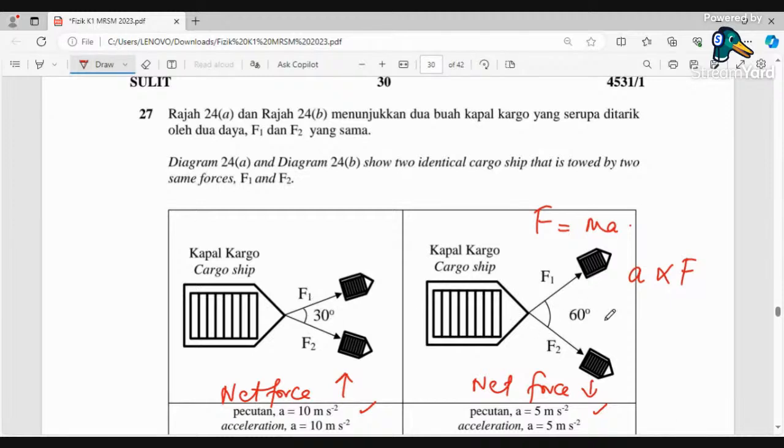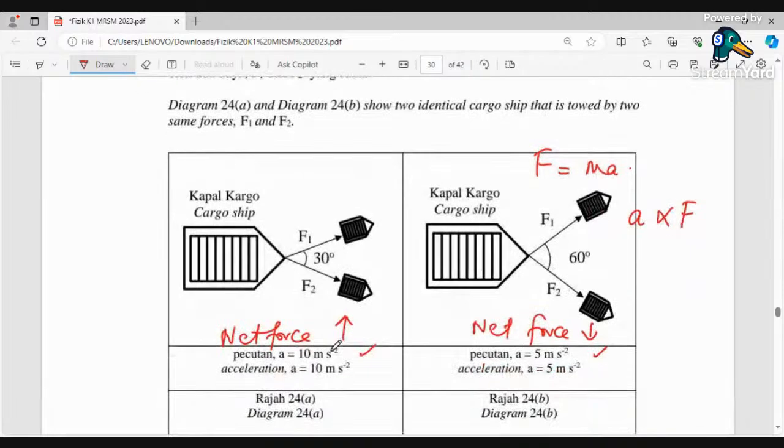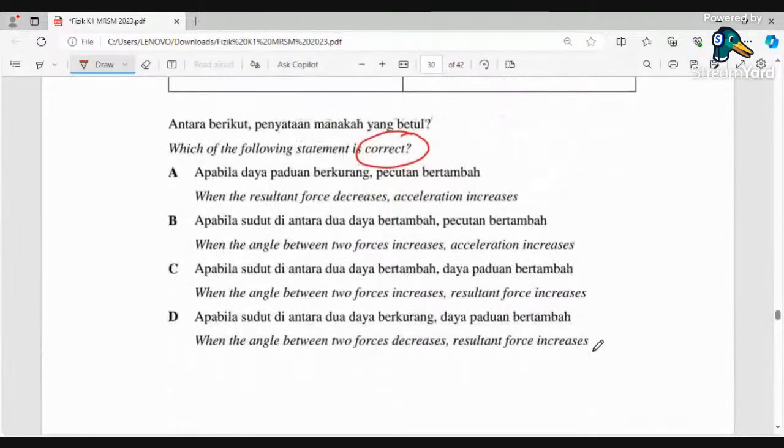Kau nampak ni 30, 60. Okay. Jadi smaller angle, larger acceleration, maksudnya larger net force. Okay. Ini larger angle, okay, smaller acceleration ataupun kita panggil lower net force. Okay. Jadi yang mana relate? Jadi jawapan A you tak boleh terima untuk case ini. Ada case yang mungkin betul.